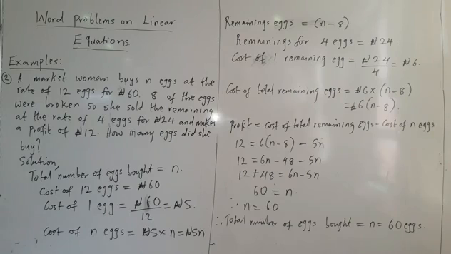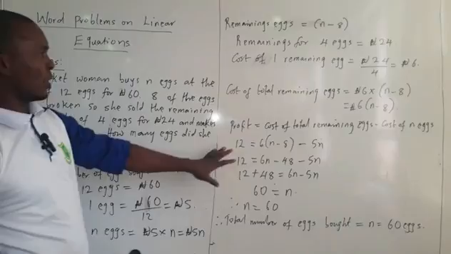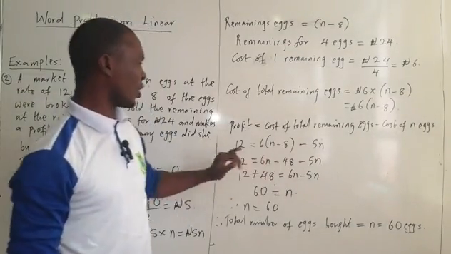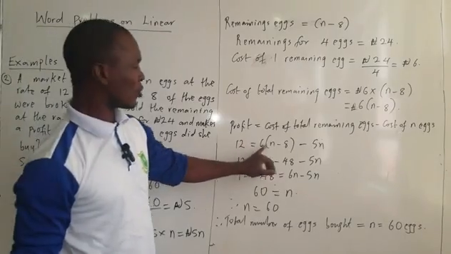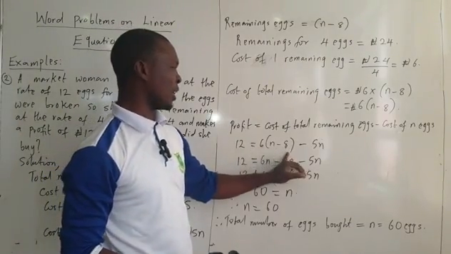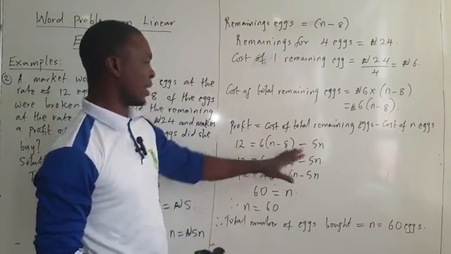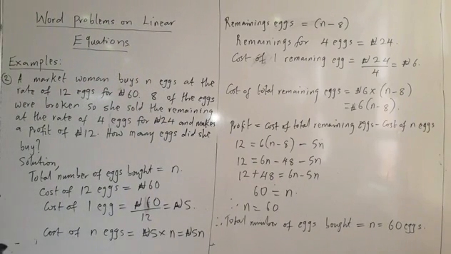You can see the problems on question 1 and 2 lead to a linear equation. So 12 equals 6 into bracket n minus 8, minus 5n, is a linear equation. So that is that on question number 2. So we move to example 3.